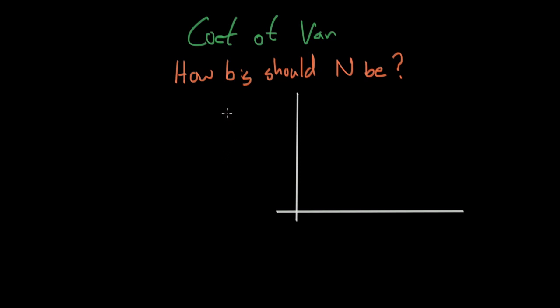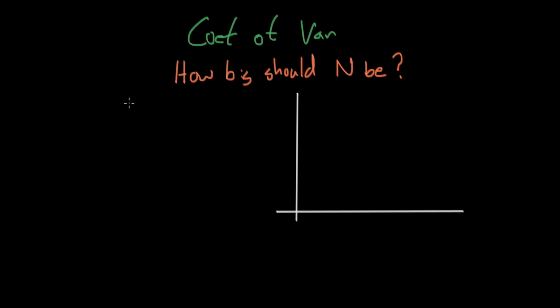It's time to discuss how big should capital N be? How many bootstrap samples should we take? This is going to be probably the most technical and most hand-wavy of the lectures that I've given so far, but I decided this was a question that merited enough effort for me to go through this. So we're going to be talking about the coefficient of variation.